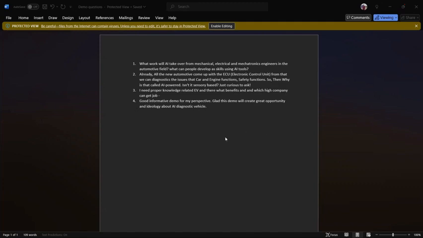If someone asks you to throw a basketball, or I'll just ask you one thing, for the second question, a new automotive issue comes up with the electronic control unit. From the ECU, we can diagnose the issue with the car and engine function. So, why do we need AI?